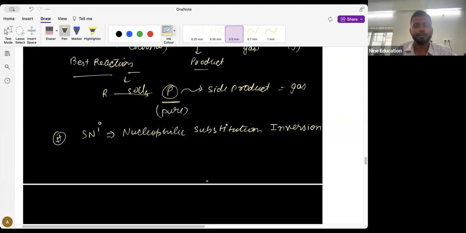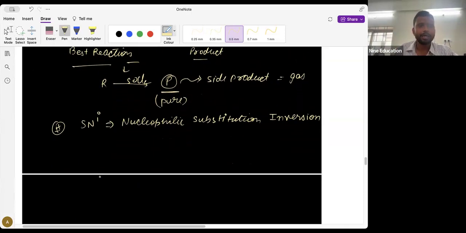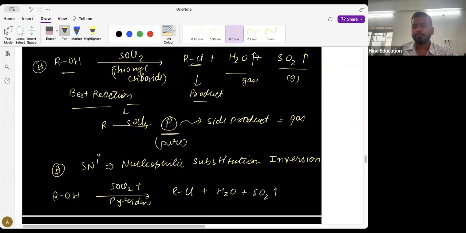Nucleophilic substitution with inversion. We will see the mechanism in our later classes. Now here, let's look at the second example. If I take the same SOCl2 in the presence of pyridine, I am doing this reaction, ROH to alkyl halide. If we do it here, the same product will be formed like above.